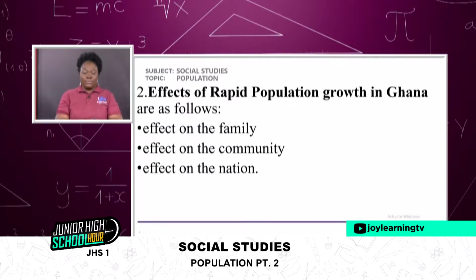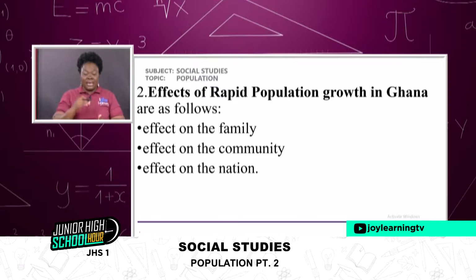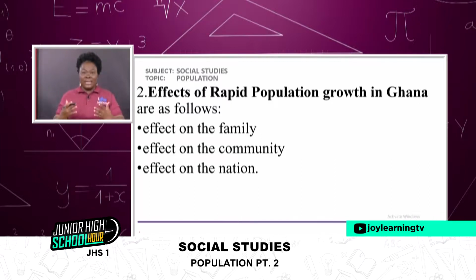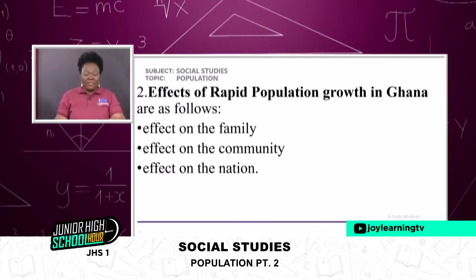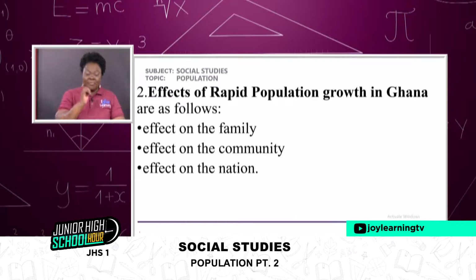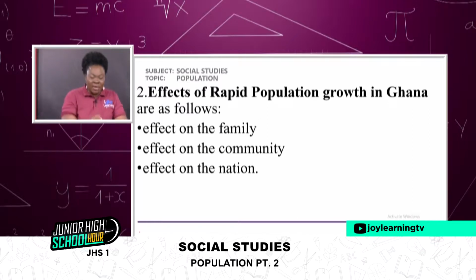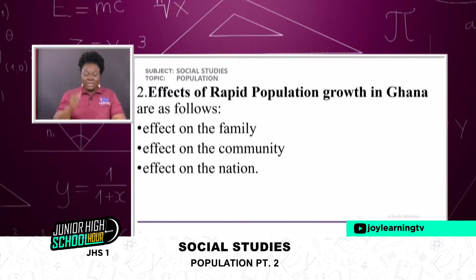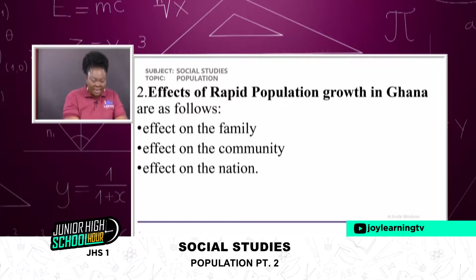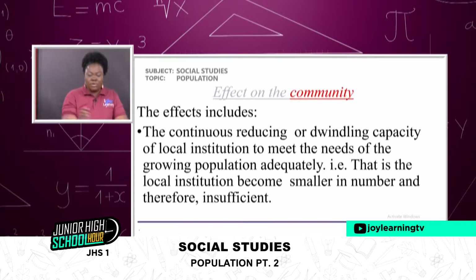Question number 2. The answer to question number 2. Effects of rapid population growth in Ghana. So when we say the effect, we will take the 3. That's how you answer it when you are answering questions in your class. Effects of rapid population growth in Ghana is as follows. You have the effect on the family, then the effect on the community, and then the effects on the nation. But you are just writing about 2. So you have just highlighted all the 3, and then you pick 1.